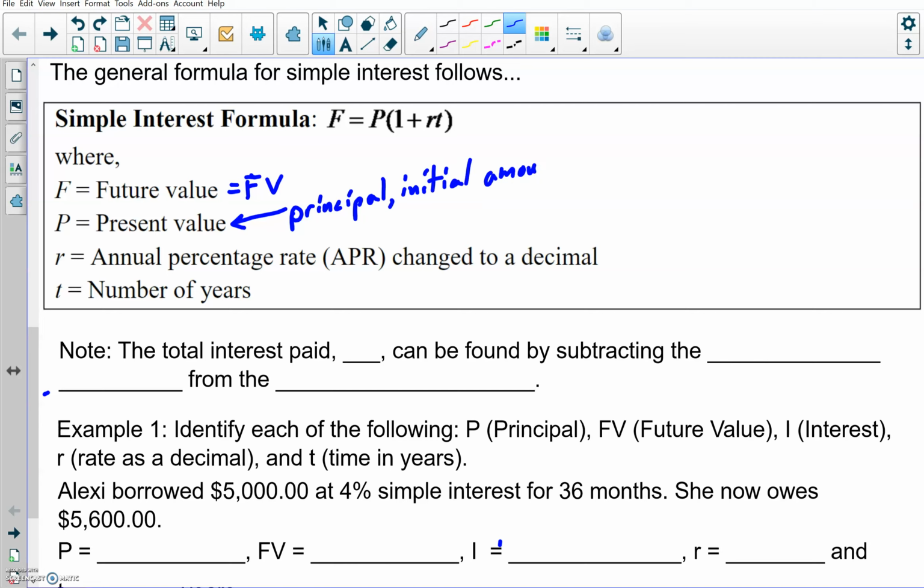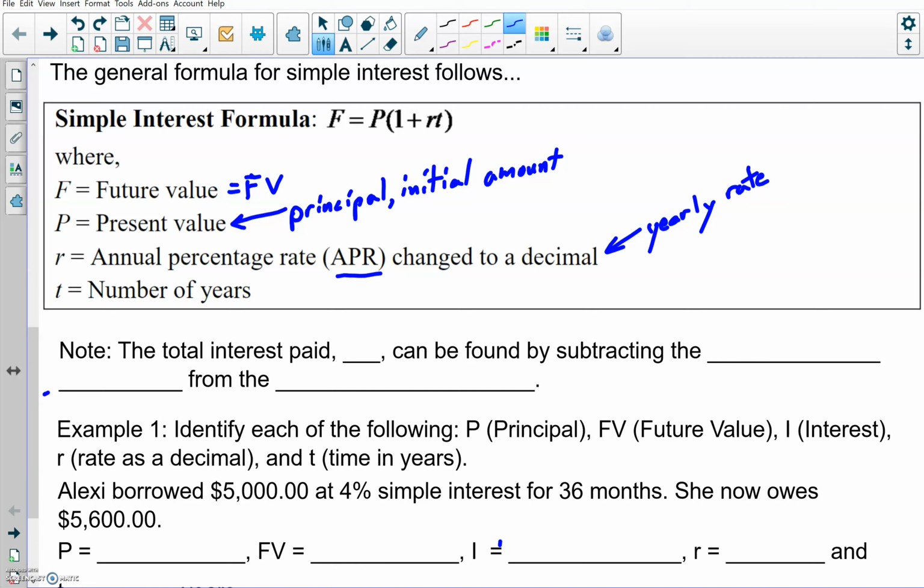Whatever's going into the account to start out, or how much you borrowed to start out. Then the R is an annual percentage rate. So this is a yearly rate stated as the APR, or they'll just say earns this percent. If they don't tell you that it earns it at a certain time, you're going to assume it's a yearly rate. And then T is going to be the number of years.